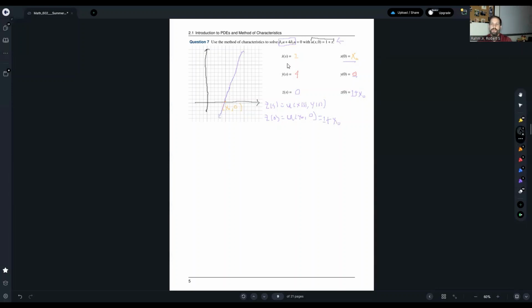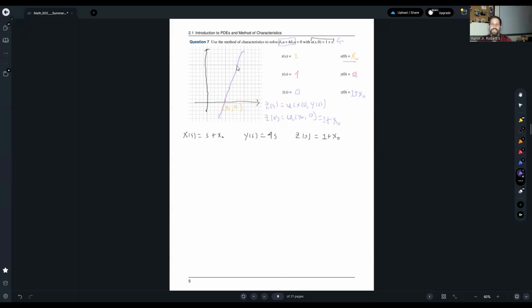But notice, again, like with the previous problem, x dot of s is equal to 1. So this tells me that x of s is going to be equal to s plus x naught. y of s is going to be equal to 4s. And now z dot of s is equal to 0. So that solution is going to be easy. z of s is just going to be equal to 1 plus x naught. Okay, so what is this saying?